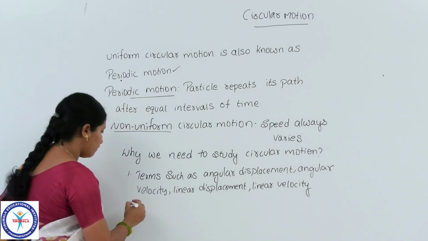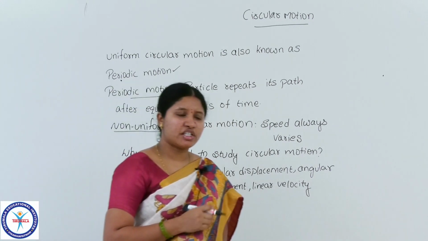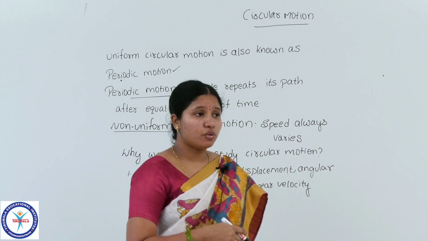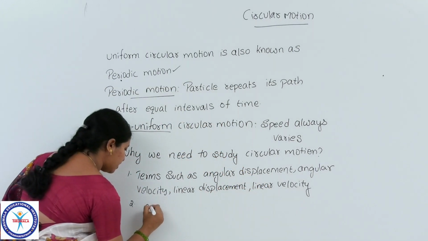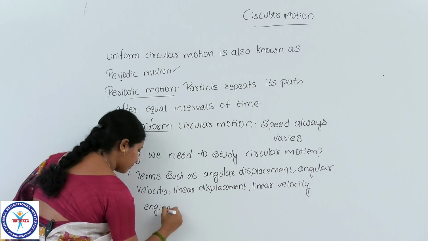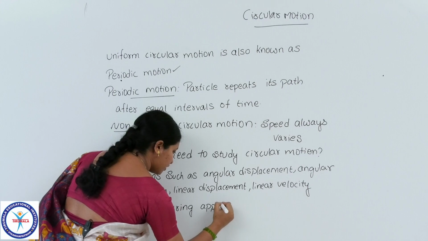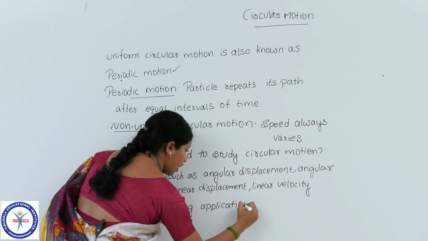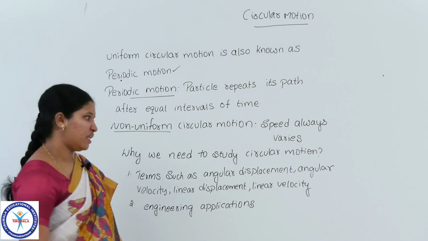These terms will affect the behavior of a particle which is moving in circular motion. Next, we need to study circular motion because we will derive some of the expressions in circular motion. These expressions are useful in engineering applications. The expressions derived from circular motion are used in engineering applications. So what are engineering applications?